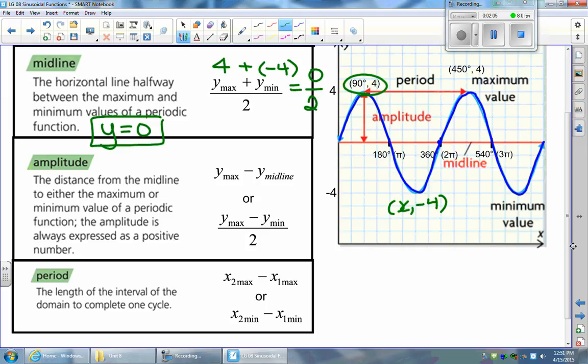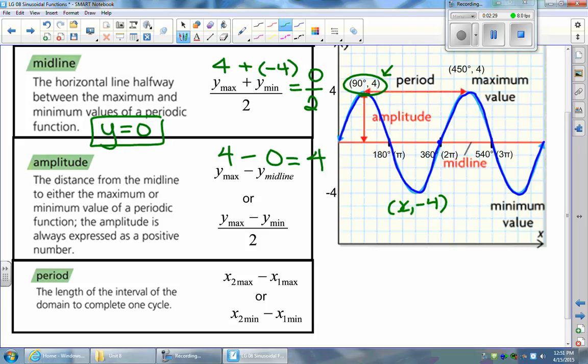So if we're looking at our drawing here, one way we can determine the amplitude is by subtracting the y value of the midline from the maximum y value. So our maximum y value was 4. We subtract the y value of the midline, which we calculated above, it was 0. Therefore, the amplitude of this graph is 4.